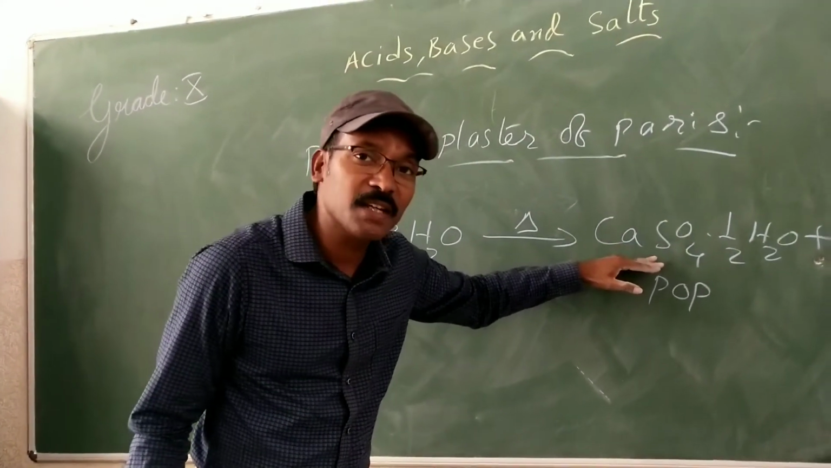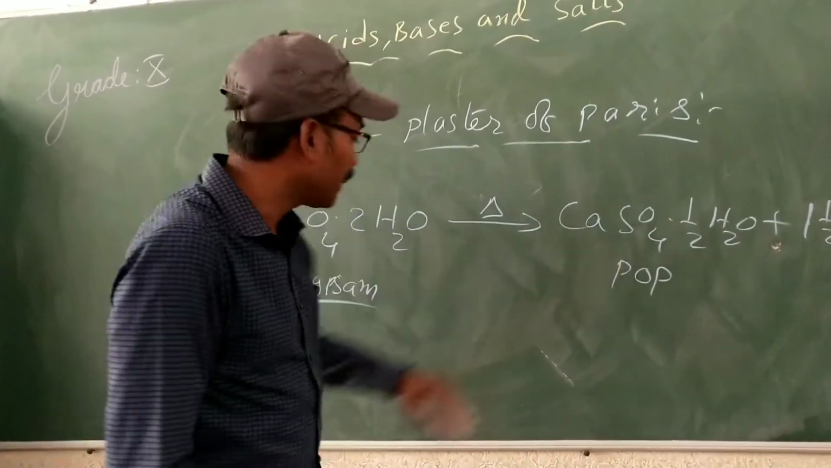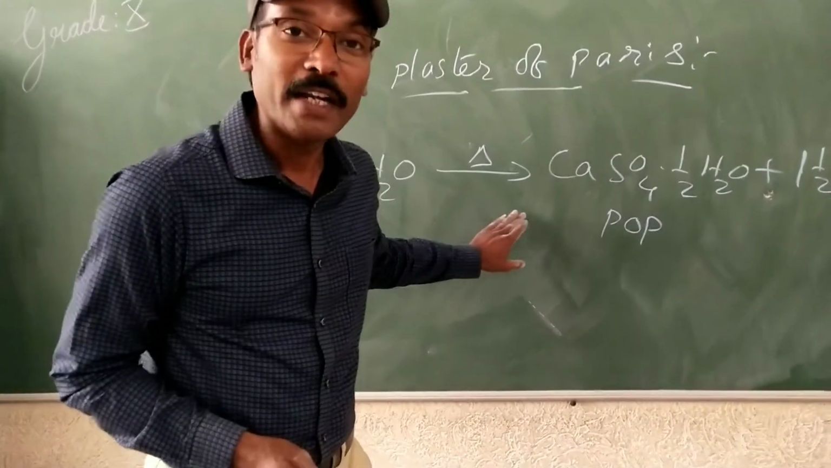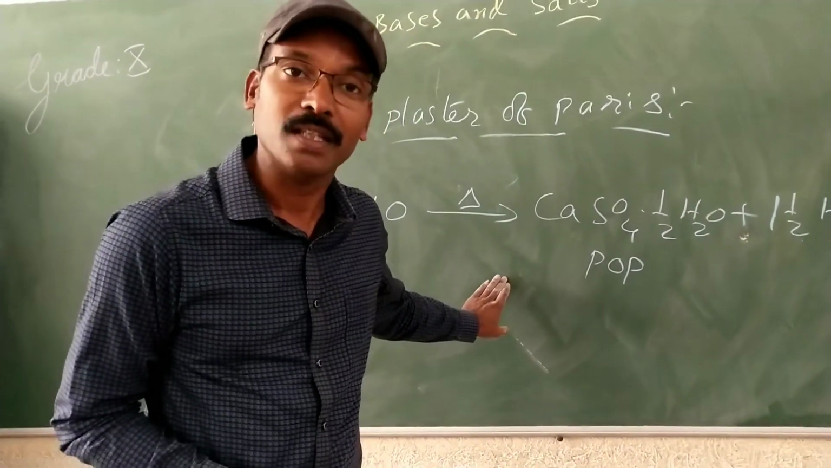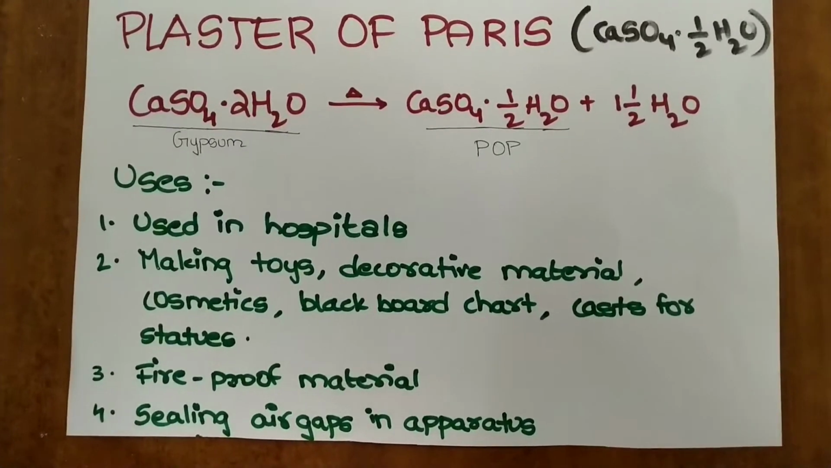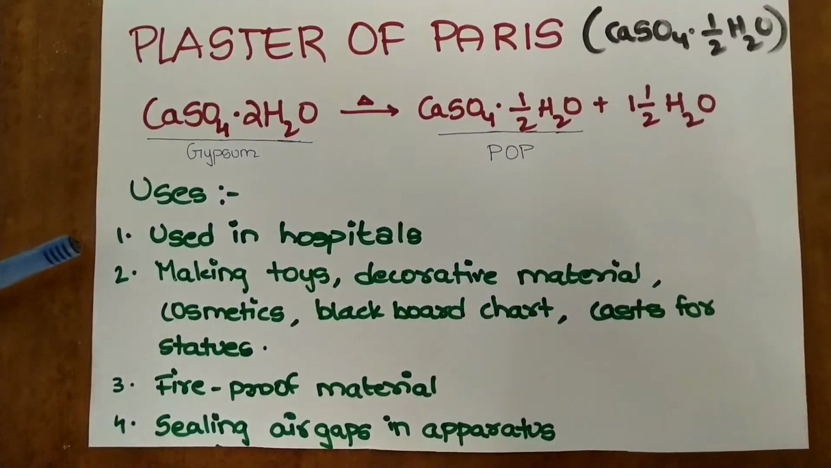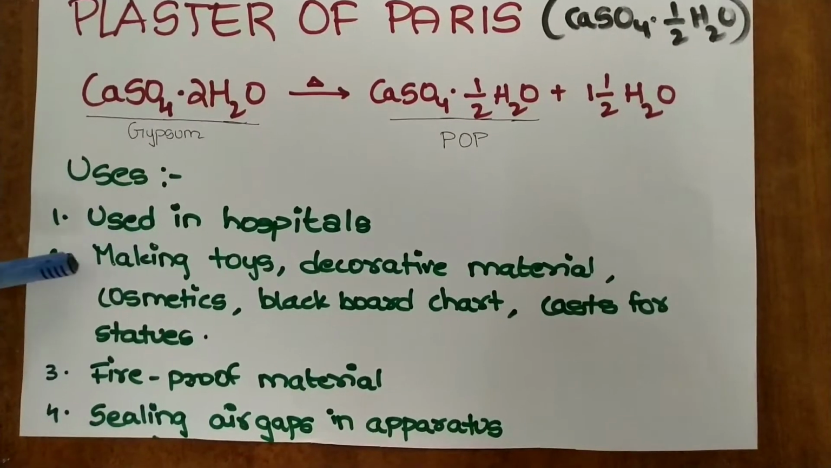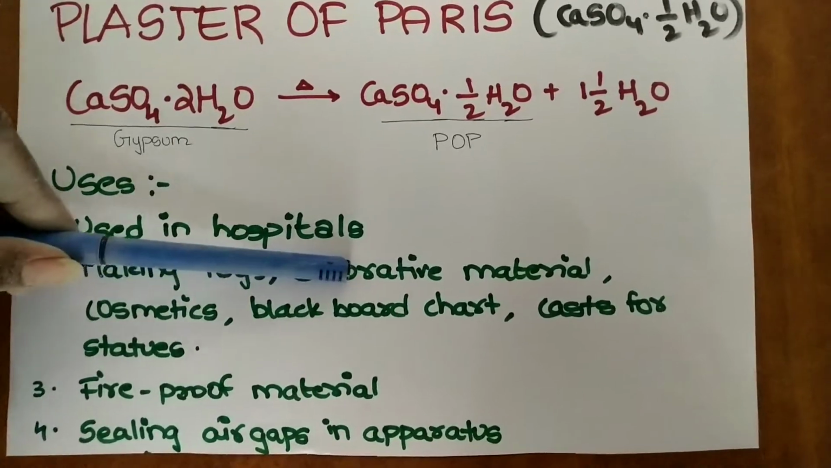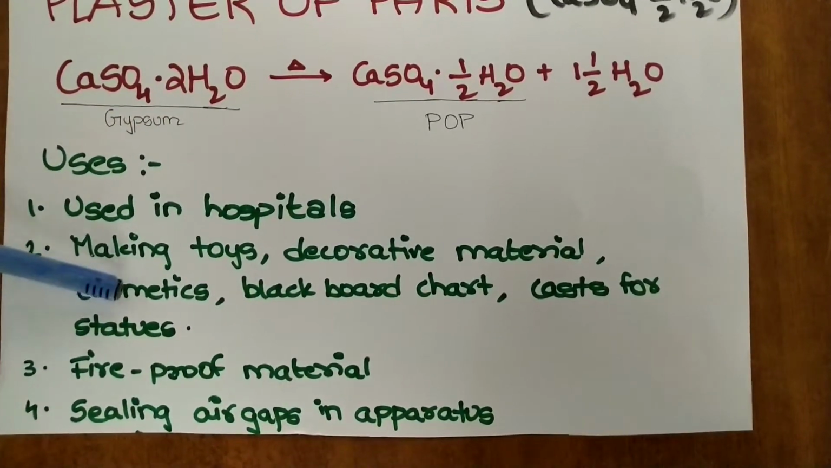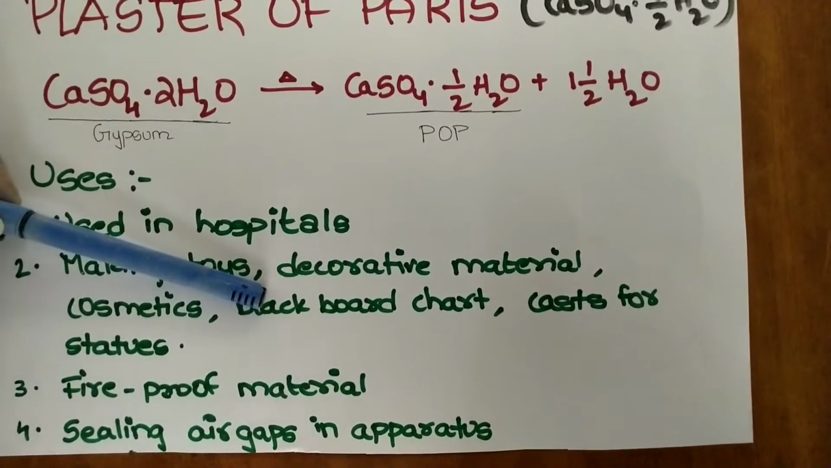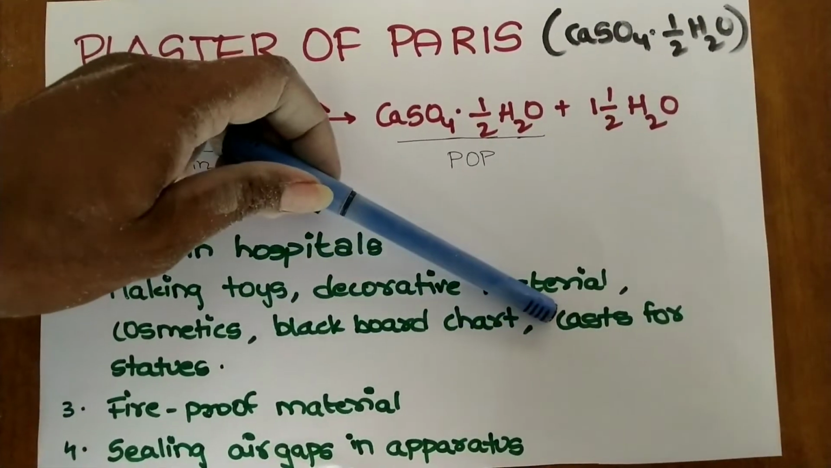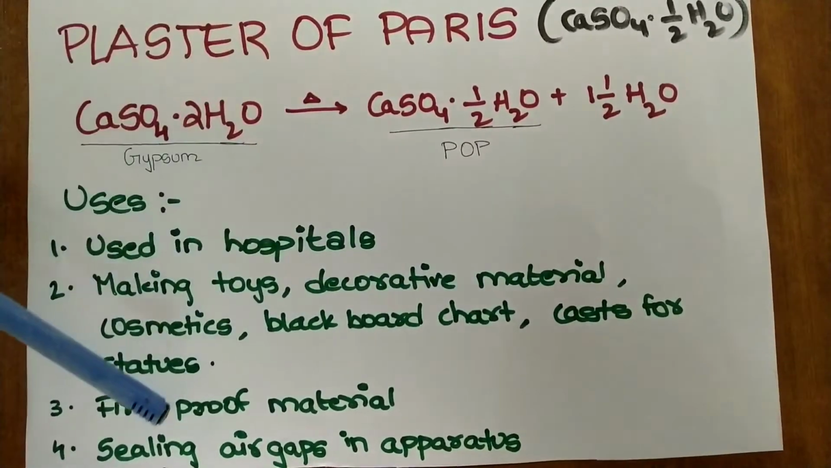What are the different uses that we have for plaster of Paris? Yes? Plaster of Paris has many uses. Now let us see some of the uses that plaster of Paris has. The uses of plaster of Paris are, it is used in hospitals to fix fractured bones, and it is used in making toys, decorative material and cosmetics, and blackboard chalk pieces, charts and chalk pieces. It is also used to prepare casts for statues.